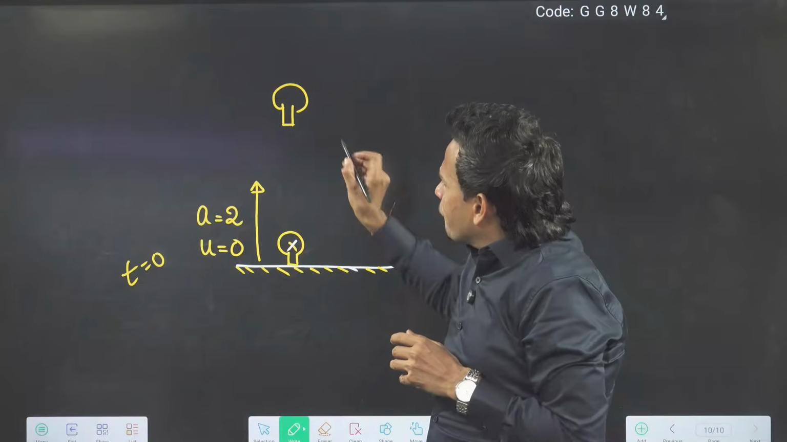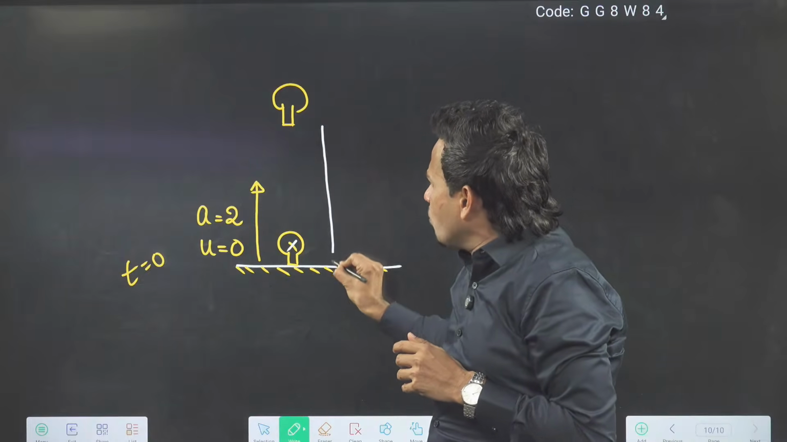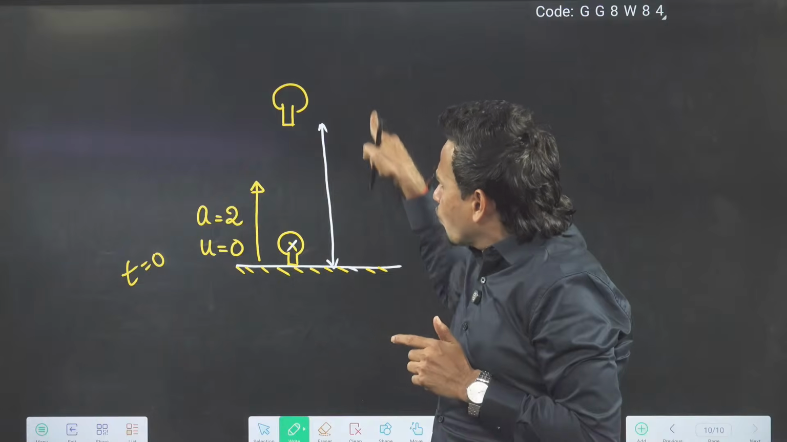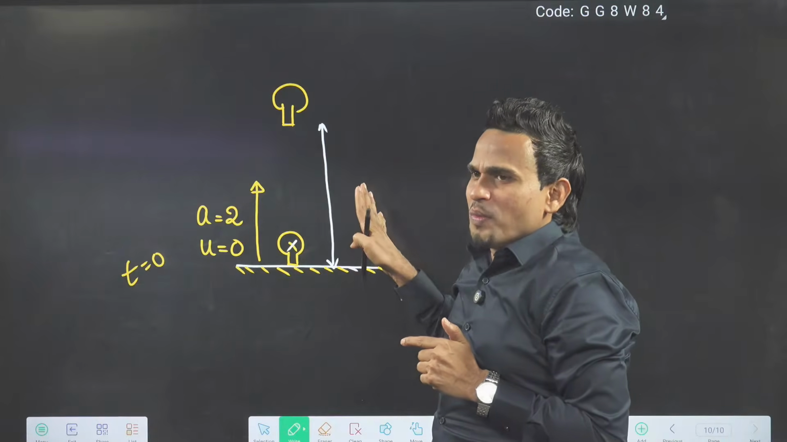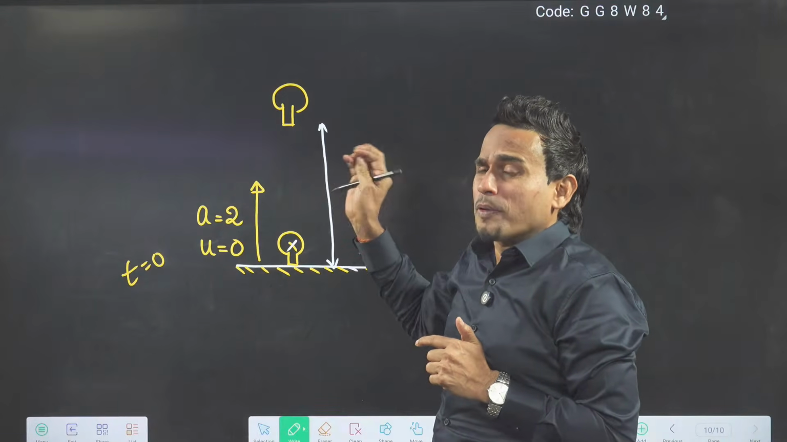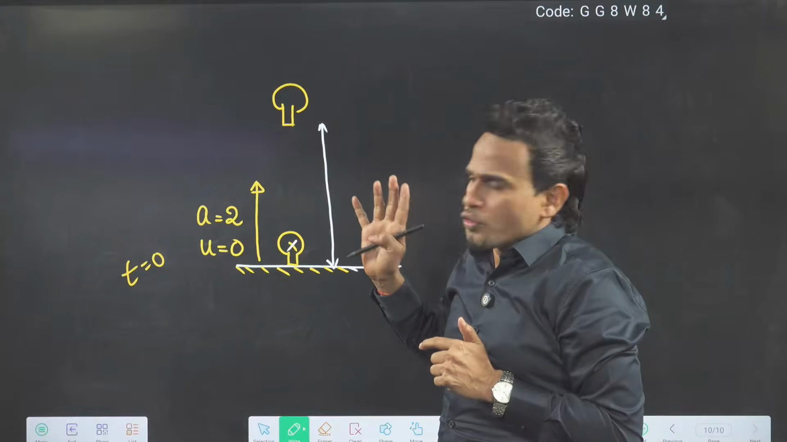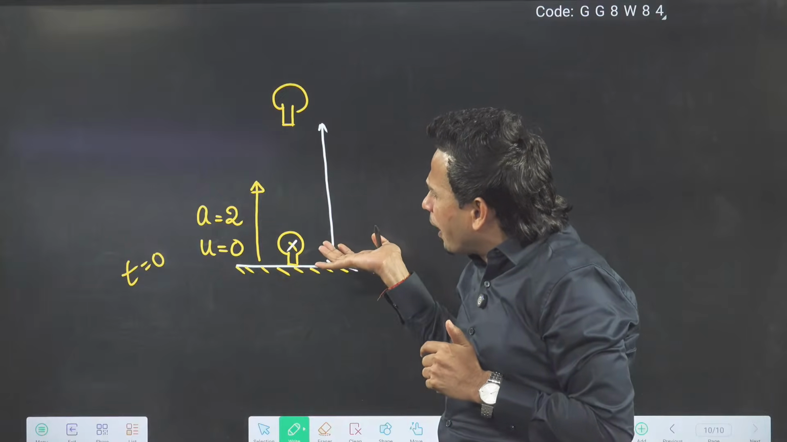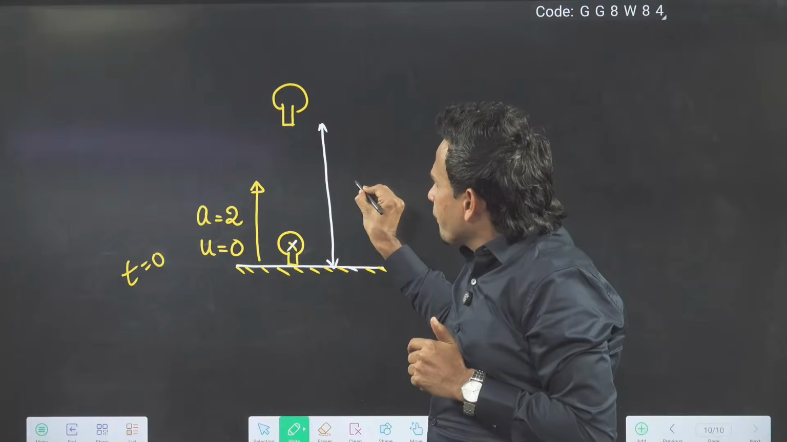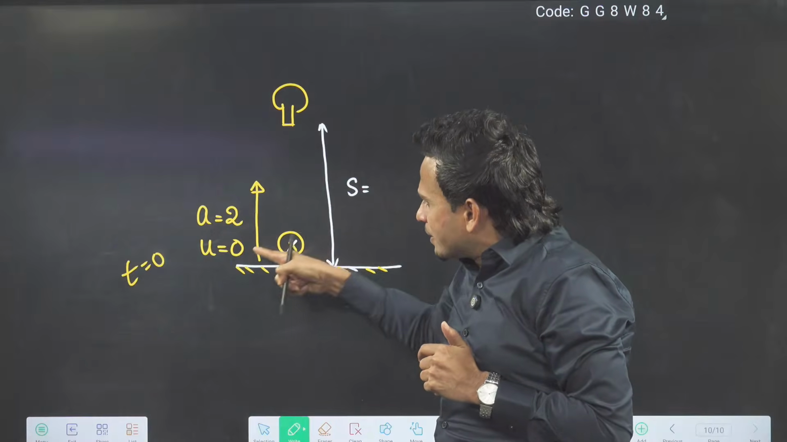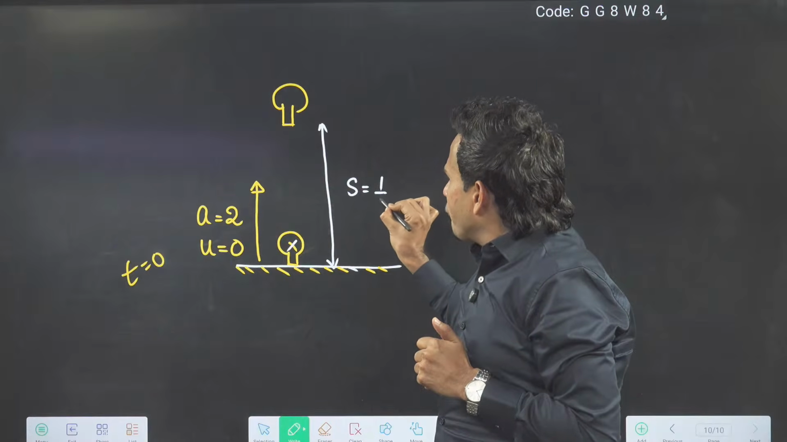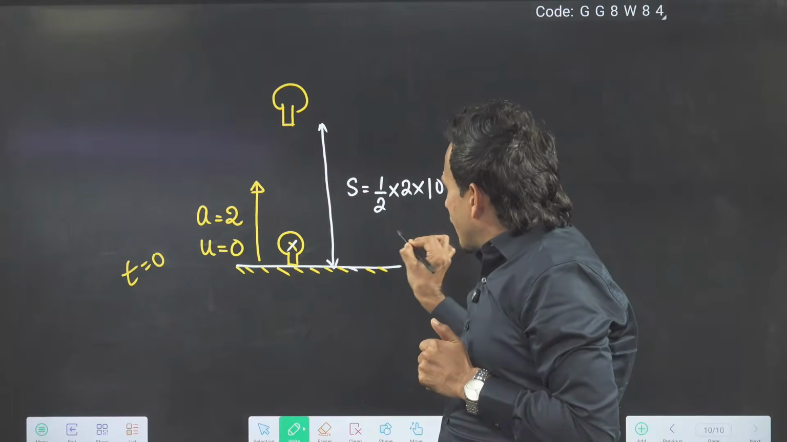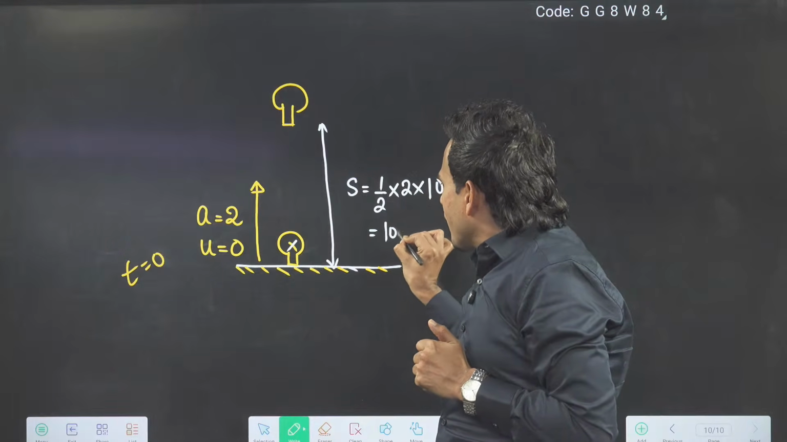So the first thing you can find is how much distance the balloon has traveled. Because to find the time taken by the stone to reach the ground, you must know from where the stone is dropped. So first I will calculate up to how much distance the hot air balloon has risen. u is 0, half a is 2, time is 10, so 10 squared. This will come to 100 meters.